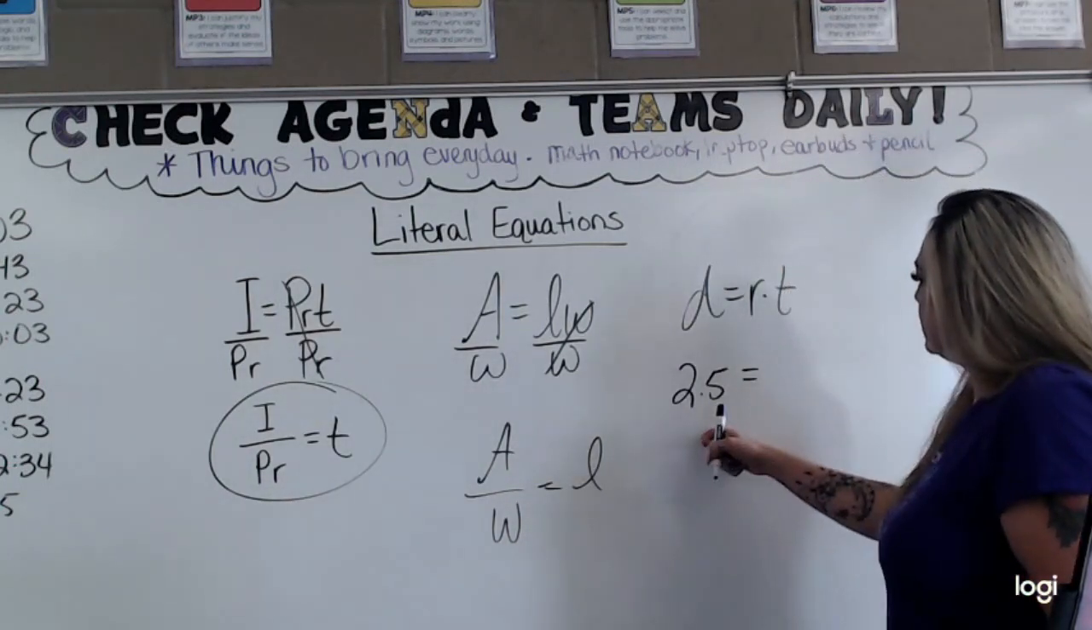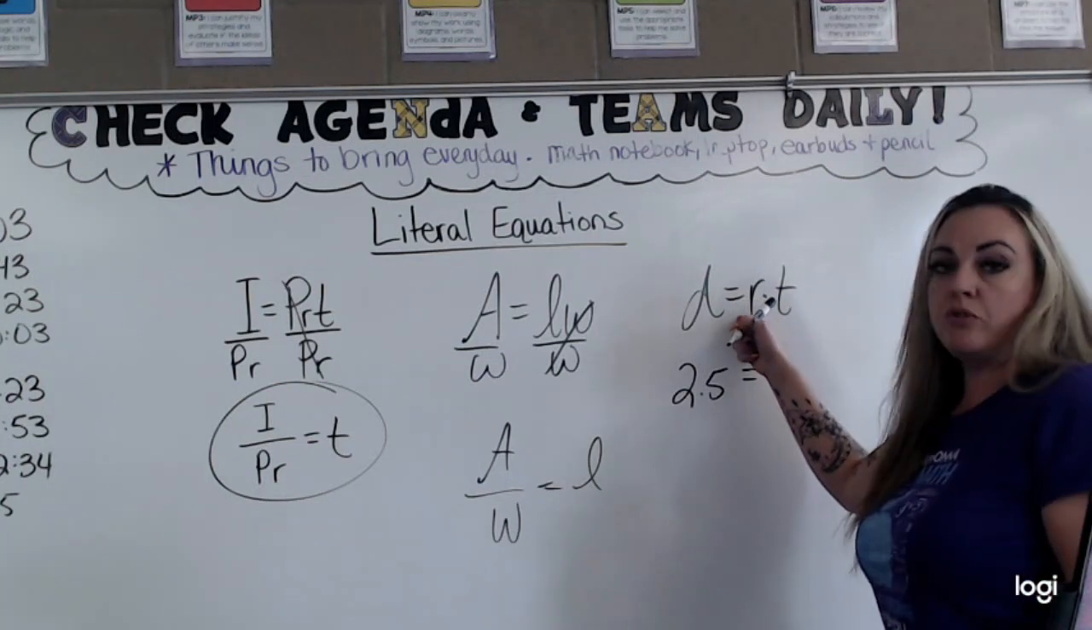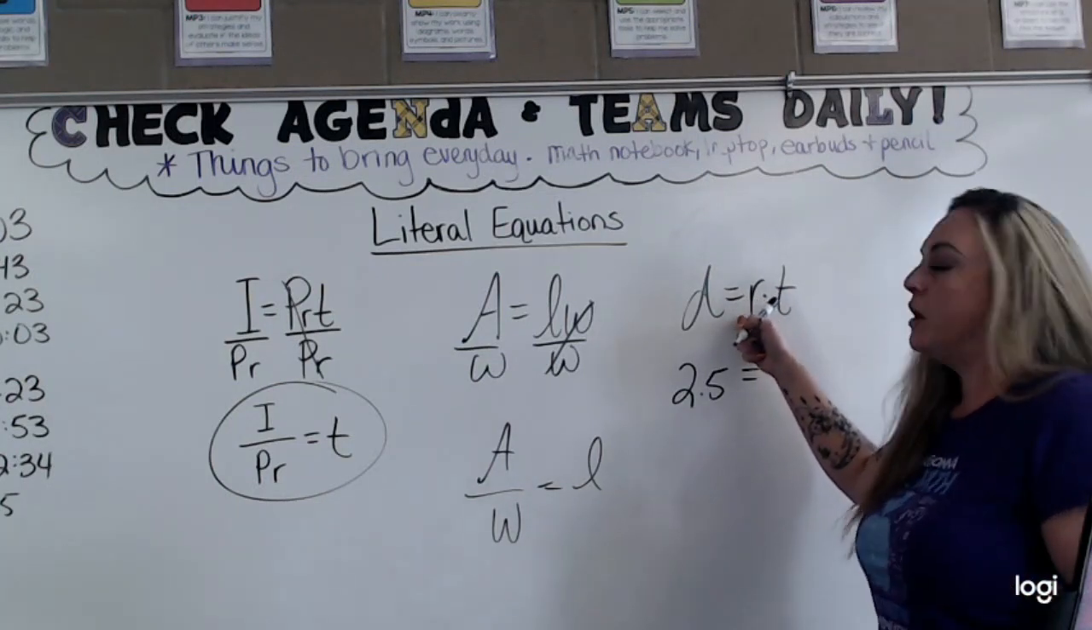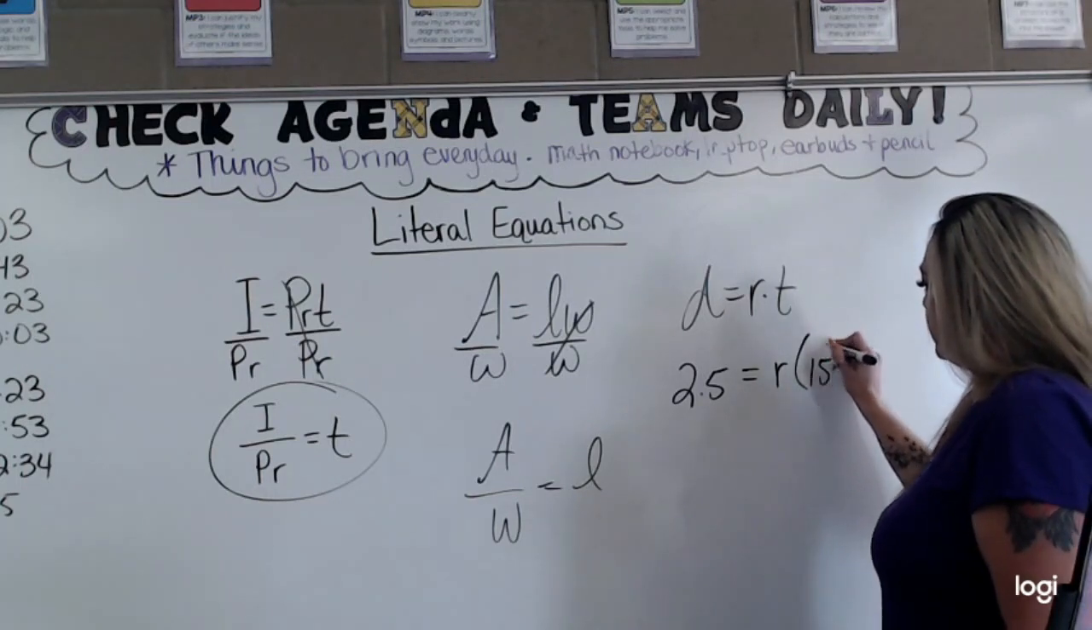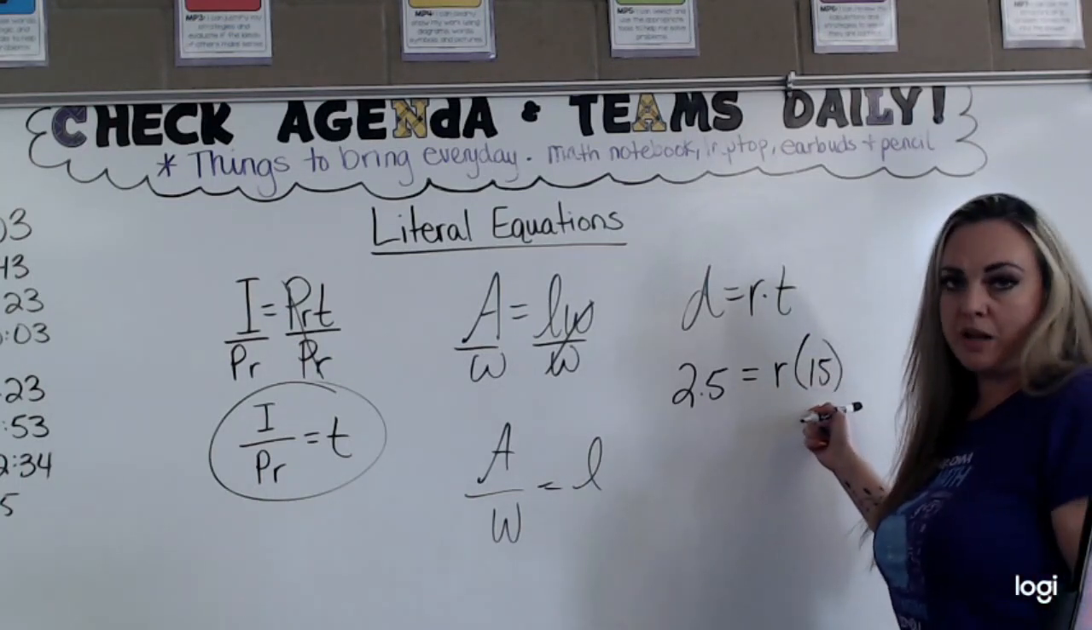So the distance equals the rate. That's what we don't know. We don't know the rate. We don't know the speed. But we do know the time. So that's going to be R times 15 for 15 minutes. That's how much time she has.